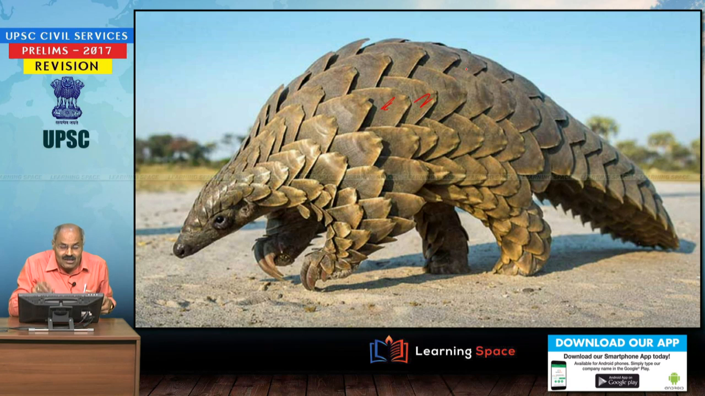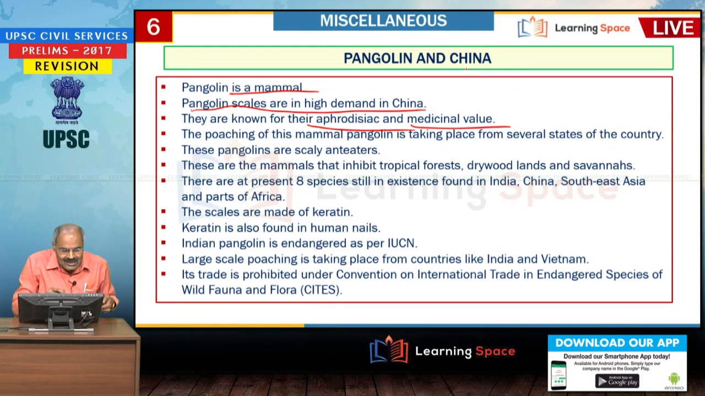These are the scales. Scales means, you see, these are the scales, and the scales contain keratin. Keratin is what we have in our nails. So, these scales are in great demand. That is why a lot of smuggling is taking place from our country, right. And these pangolins are scaly anteaters. They are the mammals that inhabit tropical forests, dry woodlands and savannas, and several times during the year we have news reports that smuggling of scales of pangolin is taking place.